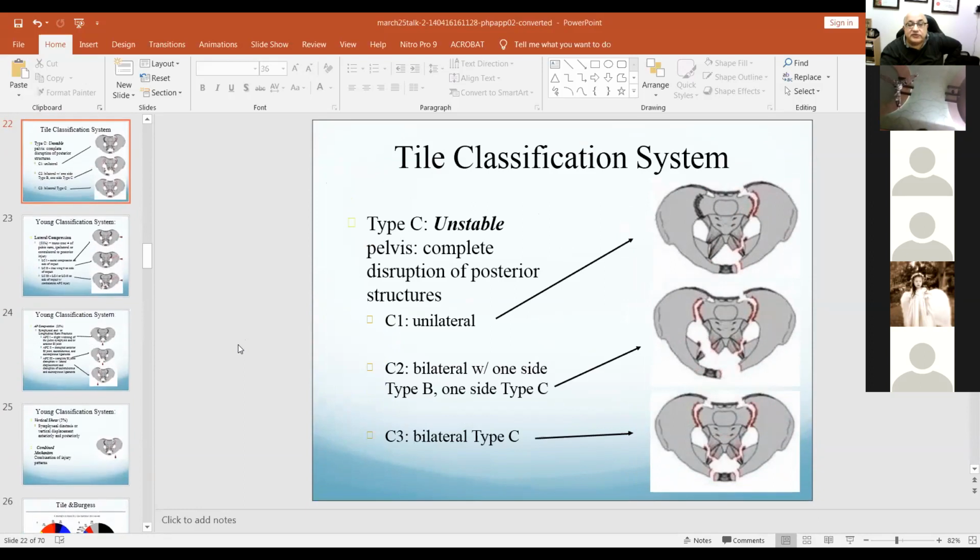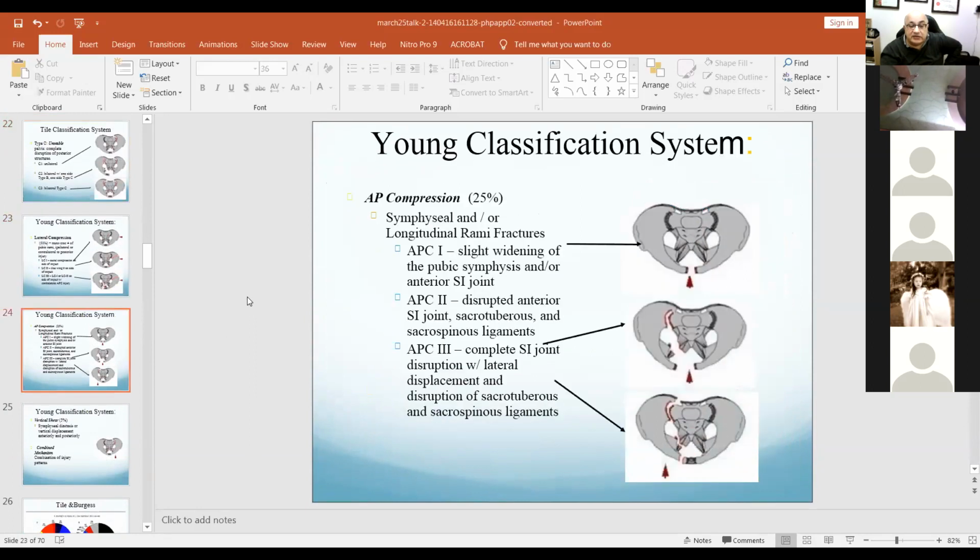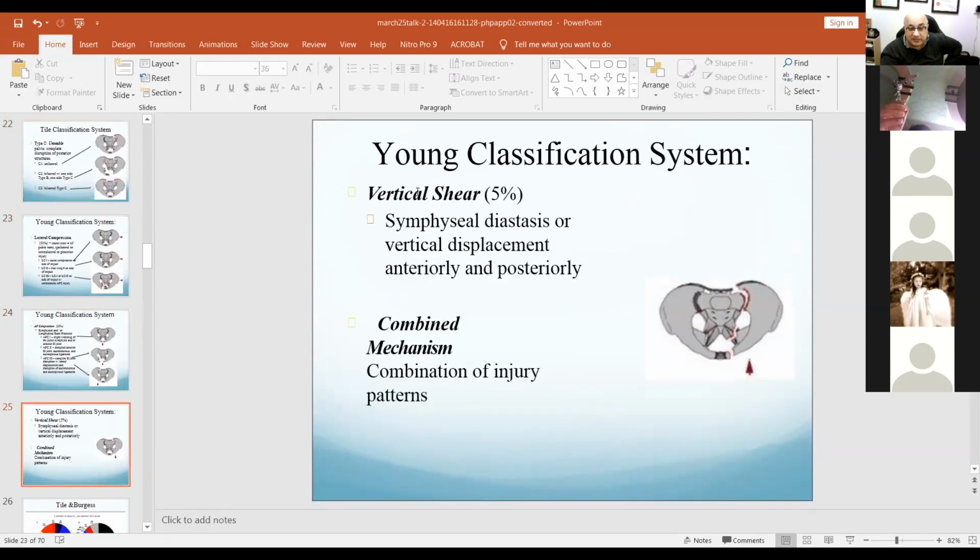And then it is based on the direction of the forces that are going through it, okay? So you can have a force going laterally, a force going vertically, or anteroposterior. So there's lateral compression, AP compression, and vertical compression, okay? Or then you have a combined mechanism.